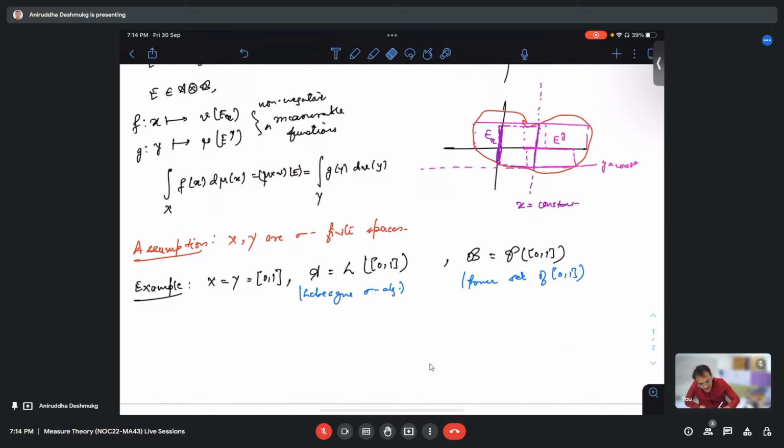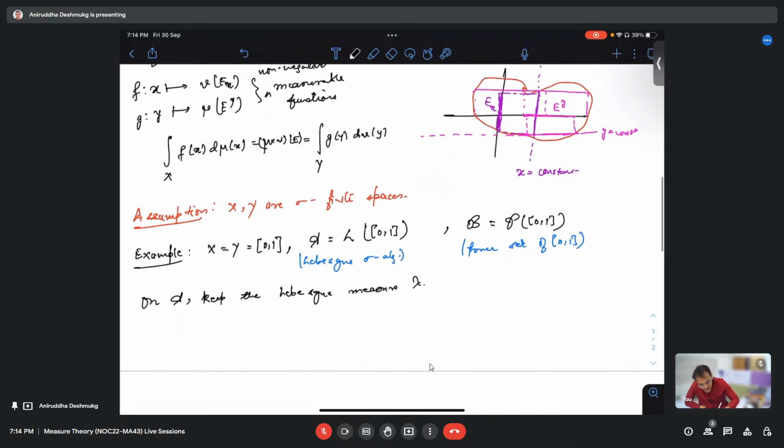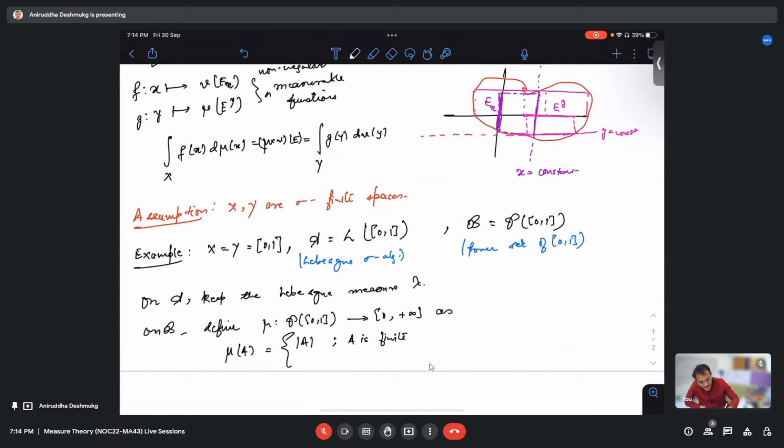So on A, keep the Lebesgue sigma algebra, keep the Lebesgue measure. But on B, define the measure mu from P([0, 1]) to [0, infinity] as mu of a set A is the number of elements in A whenever A is finite, and plus infinity if A is infinite.